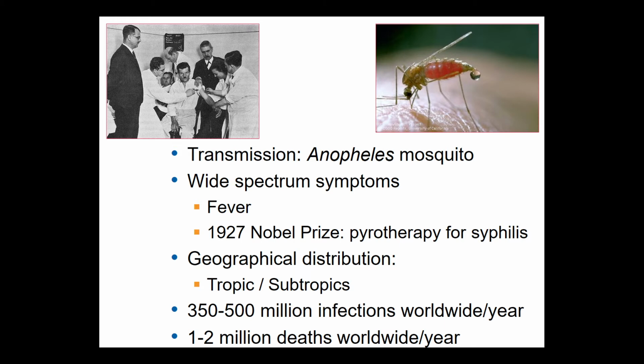Transmission is through the Anopheles mosquito, females, and the infection has a wide spectrum of symptoms. The most prominent is fever.